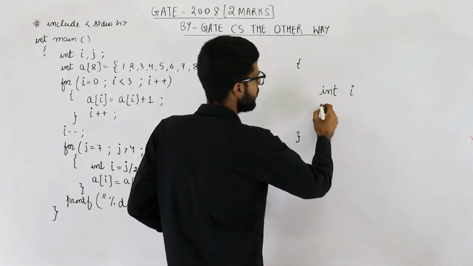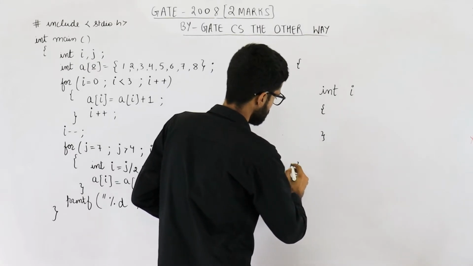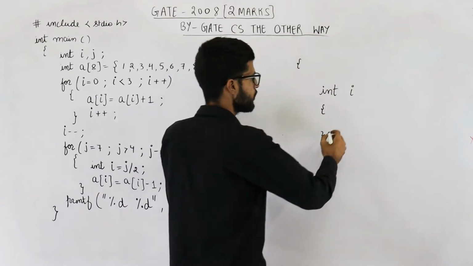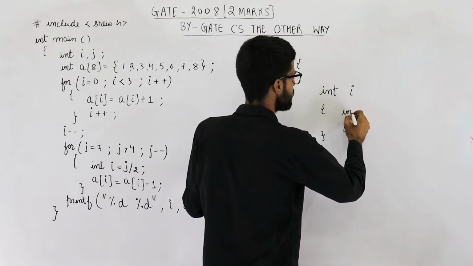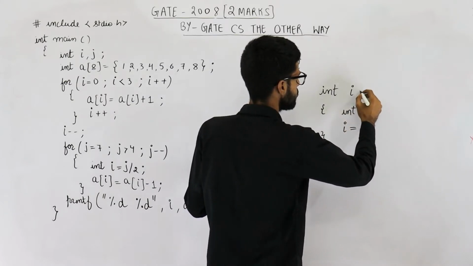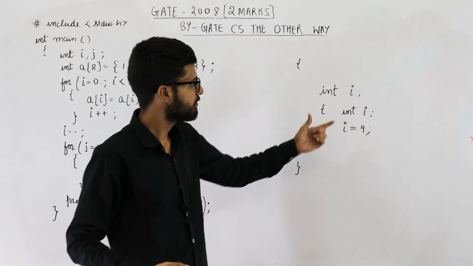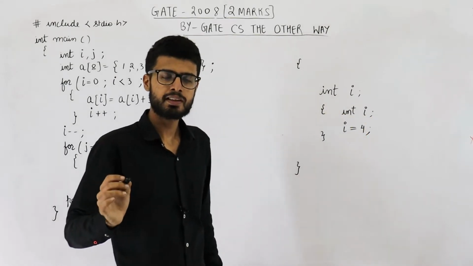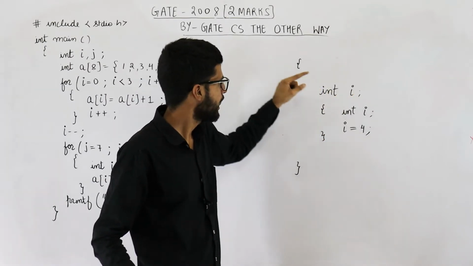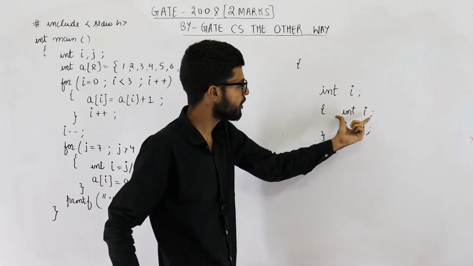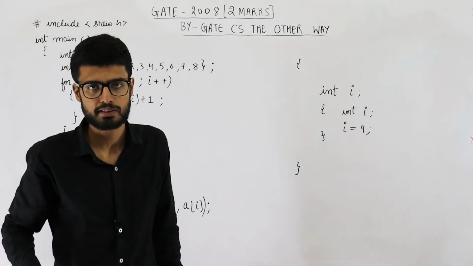What will happen if I start a new block like this? Now, if I write I is equal to 4 here and I declare this variable I once again. Now, what will happen? Is this an error? I've declared I here and here as well. First thing is this is not an error because both of the variables are different, as this I has scope from here to here and this I, because it is declared inside this block, will have scope from here to here. So both of these variables are different.